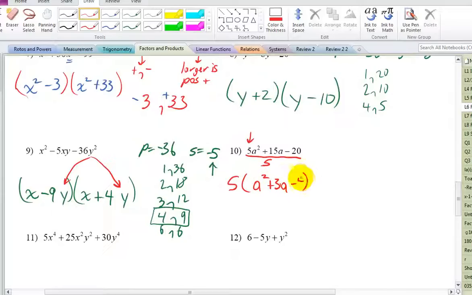Good. Now it looks normal, okay? It's the same as all the other ones we've seen so far. Factor that one again, okay? Doing product and sum. So product is -4, sum is 3. Don't worry about the 5, but we don't want to lose it.